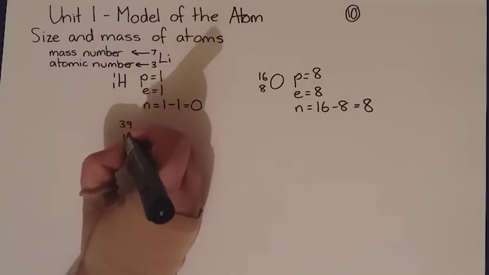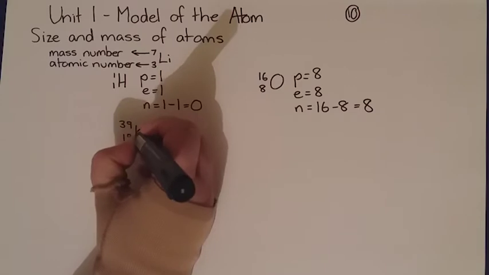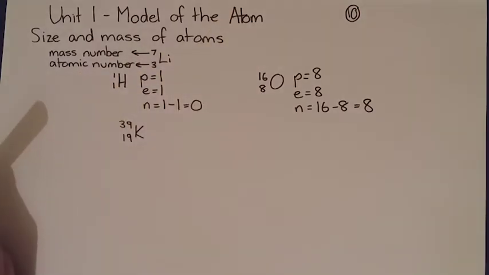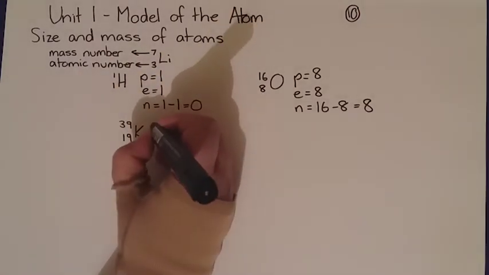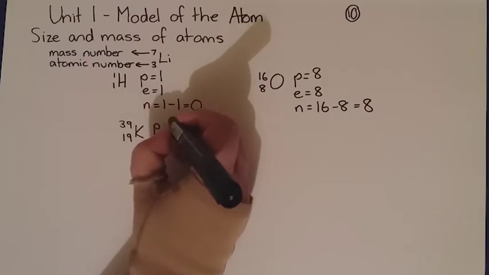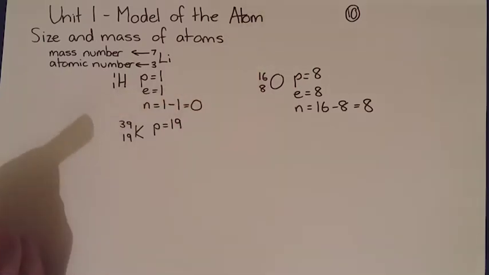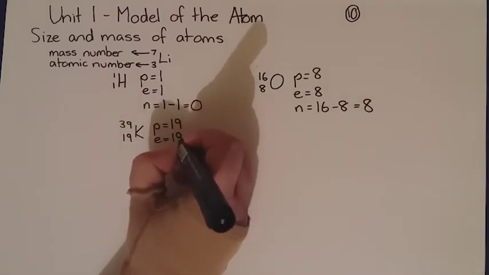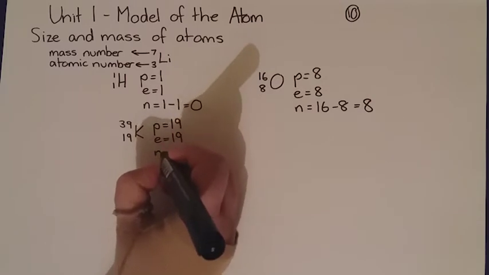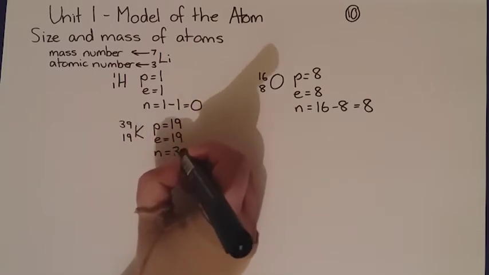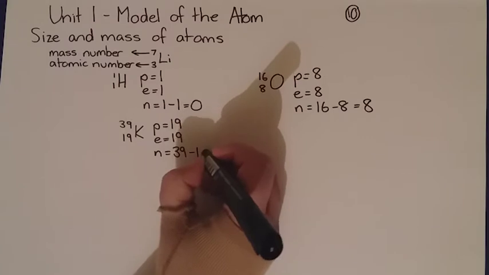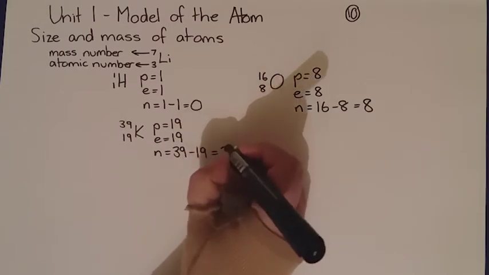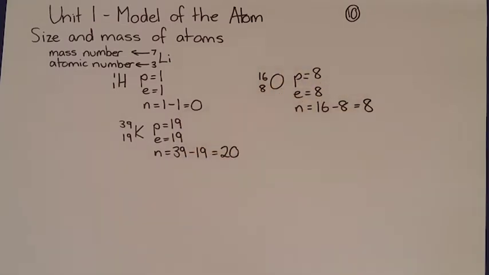So for a final example, if we look at potassium, the proton number, the atomic number is 19, so potassium has 19 protons. Because it's an atom, it will therefore have 19 electrons. The neutrons is going to be the mass number, take away the proton number, which gives us 20.